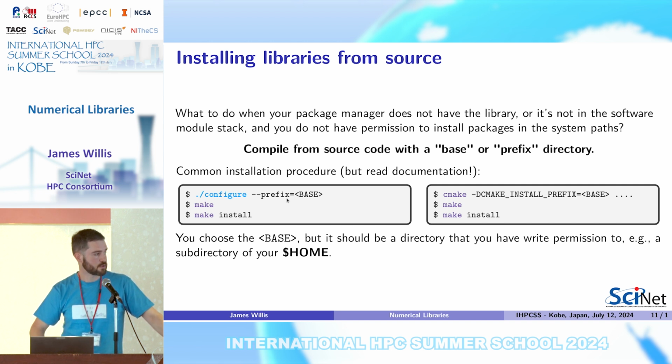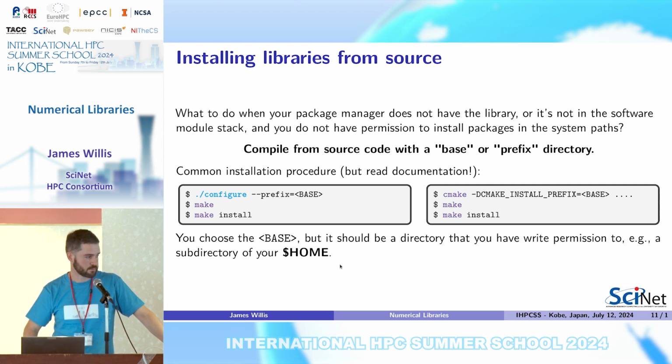It's very similar with CMake. CMake just has a different flag to specify the prefix directory. But you have to make sure that the base directory is a directory where you have write permissions, because it'll compile, but then when you come to make install, you'll get a bunch of errors saying no write access to this directory. So typically you'll put it in your home directory when you're installing the library.